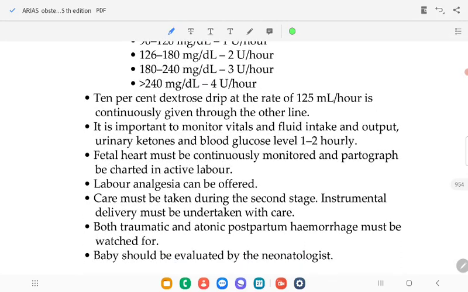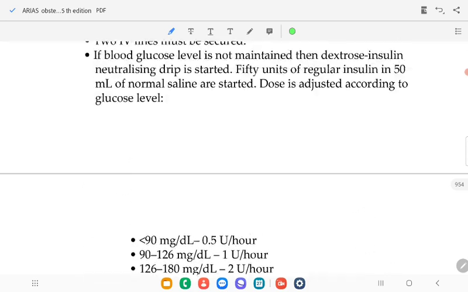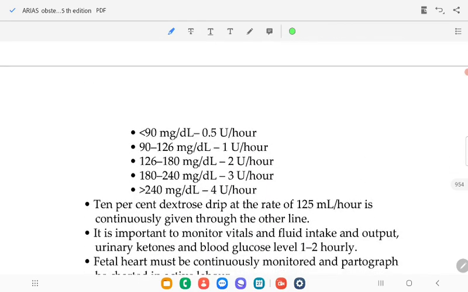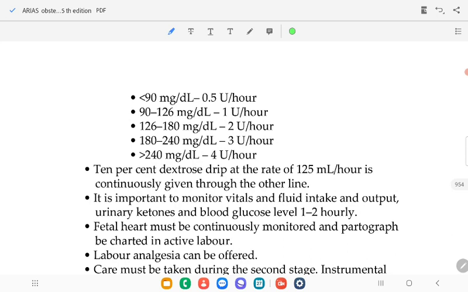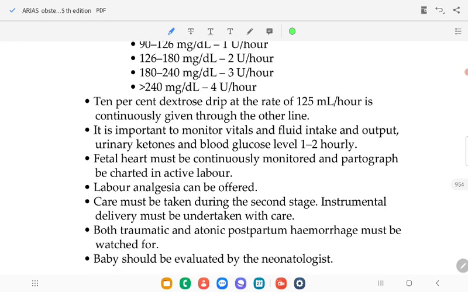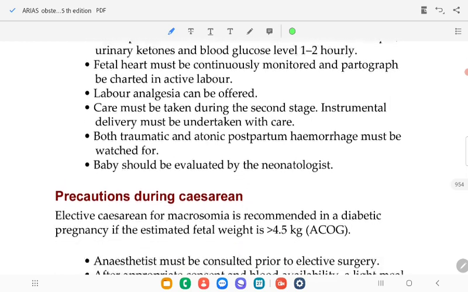Then 10% dextrose drip at the rate of 125 ml per hour is continuously given through the other line. It is important to monitor vitals, fluid intake, output, urinary ketones and blood glucose every 1 to 2 hours. Fetal heart rate must be continuously monitored, and the partograph charted in active labor.